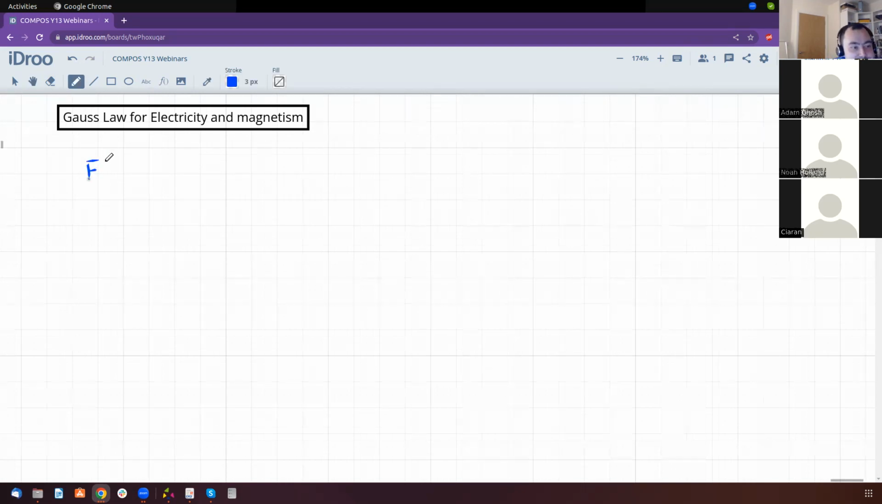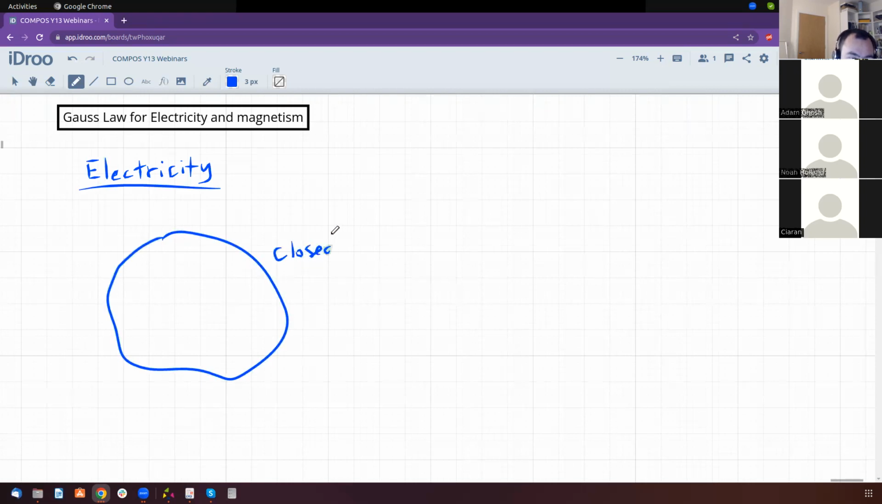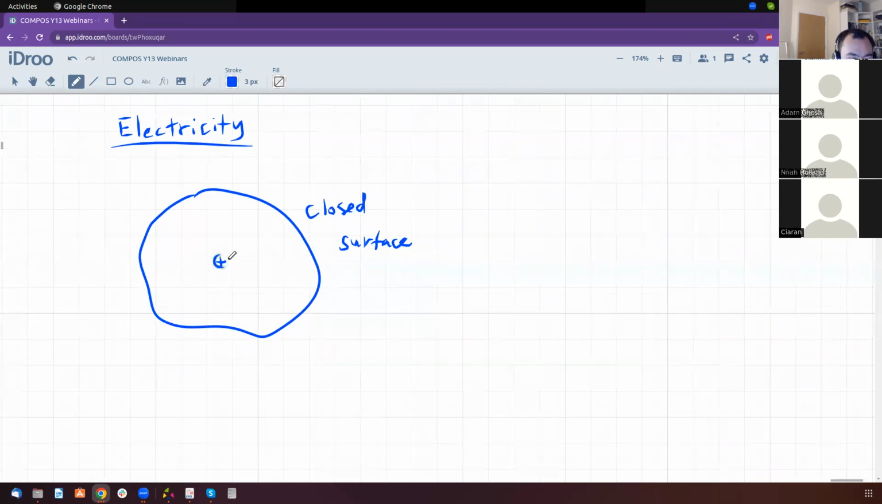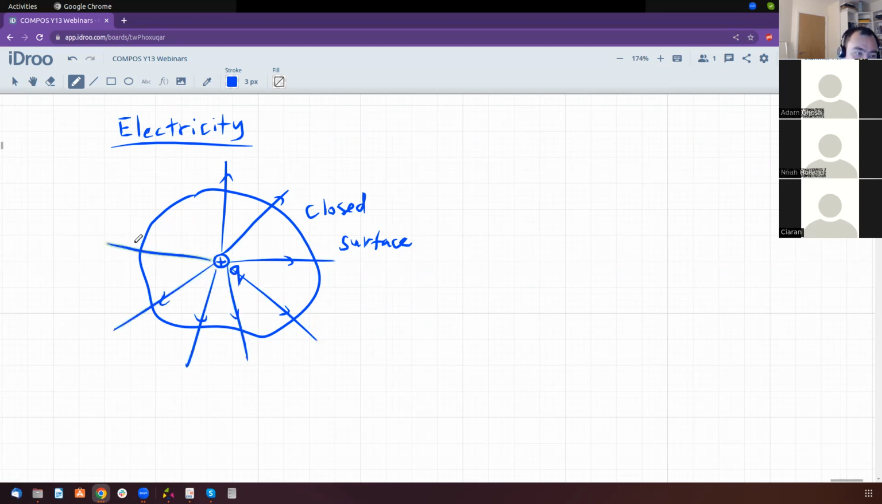So for electricity, Gauss's law: if you have a closed surface, and you have a charge inside Q, then the total flux going through that surface is Q divided by epsilon 0. This is Gauss's law.